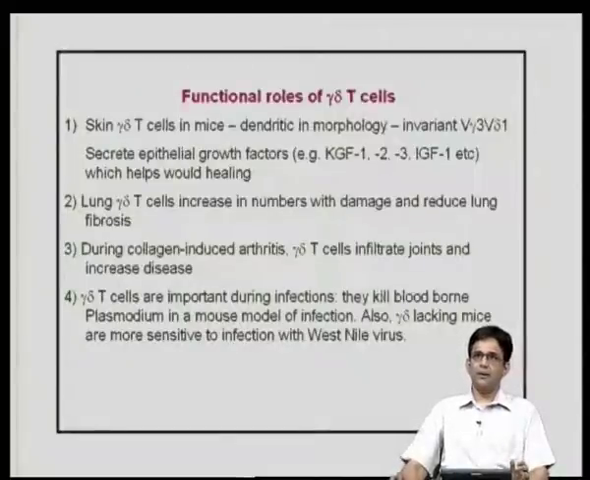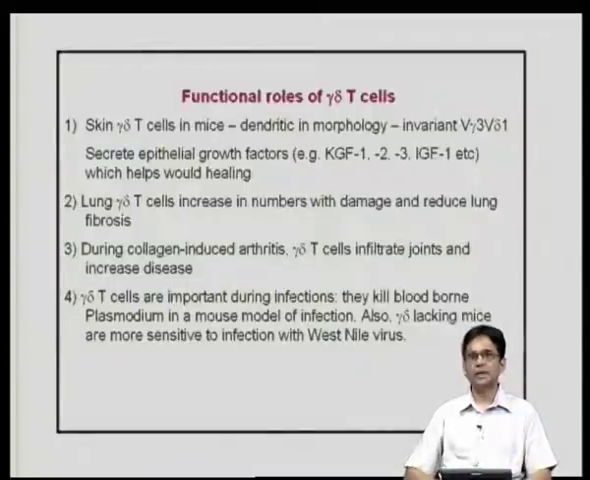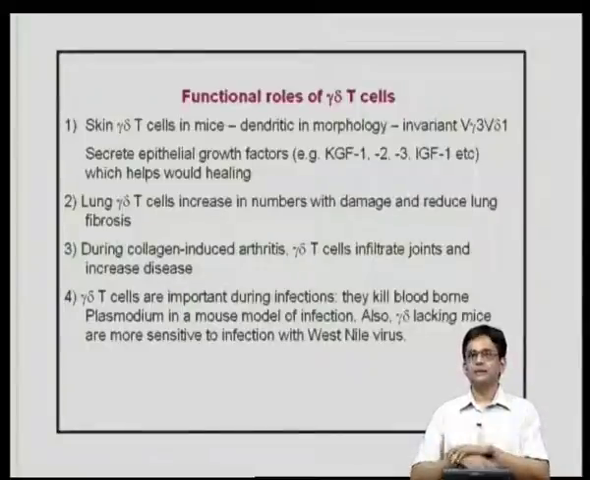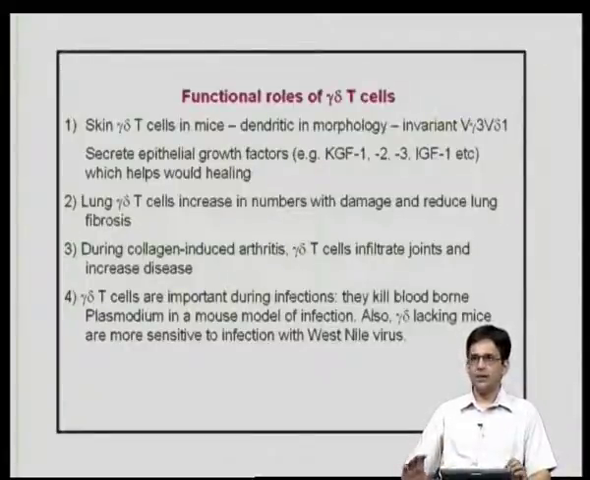Okay. Now, what are some of the functional roles of the gamma delta cells? Now, in the skin, especially in mouse, the skin shows the presence of this invariant V gamma 3 V delta 1 T cells, and in fact, if you recall, the V gamma 3 V delta 1s are the first ones to arise during T cell differentiation, and they arise in the thymus, and they depart, and they go and reside in the skin. The V gamma 3s are followed by the V gamma 4s, which go into the reproductive tract, so on. What has been shown in terms of the skin gamma deltas is that they secrete epithelial growth factors, and especially keratinocyte growth factors 1, 2, 3, insulin like growth factors, which help in wound healing. So, this makes actually biological sense. The T cells are there. If the epithelium is damaged, then the T cells secrete these factors to help wound healing.